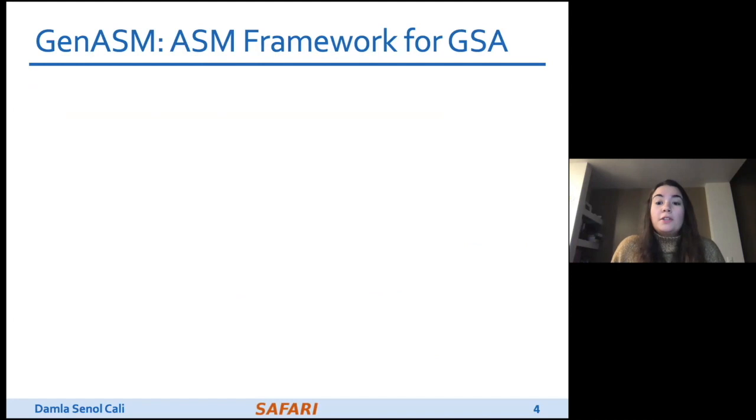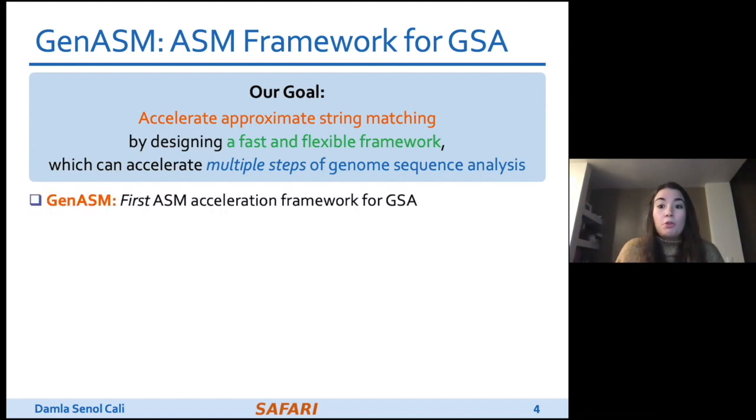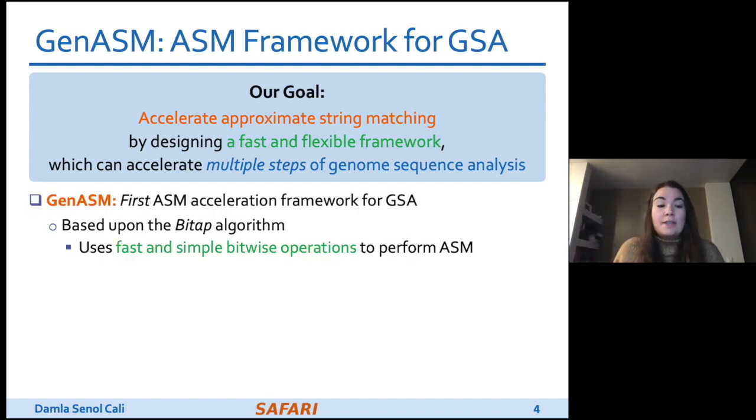So our goal in this work is to design a fast and flexible framework for both short and long reads, so that we support both scenarios, which can accelerate multiple steps of genome sequence analysis. So to this end, we propose GenASM. And we base GenASM on Bitap, which is an approximate string matching algorithm that uses only fast and simple bitwise operations, which makes it amenable to efficient hardware acceleration. And to our knowledge, GenASM is the first work that enhances and accelerates Bitap.